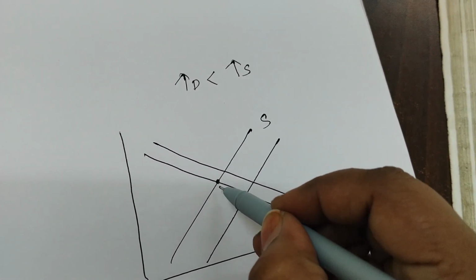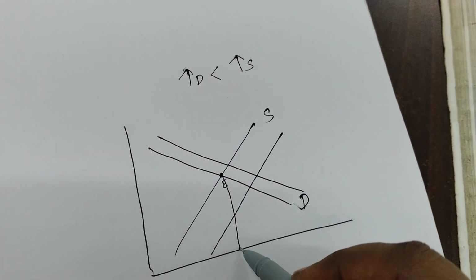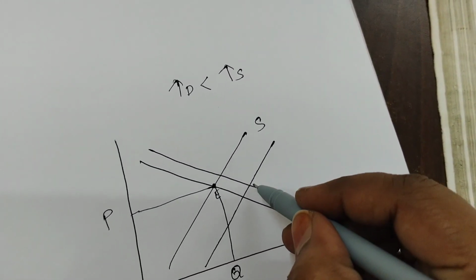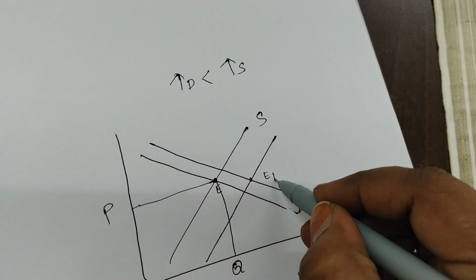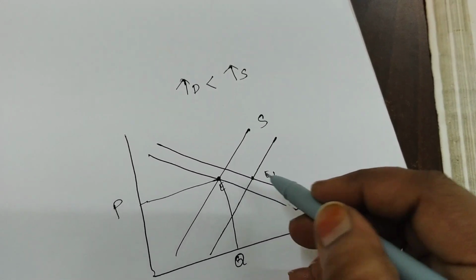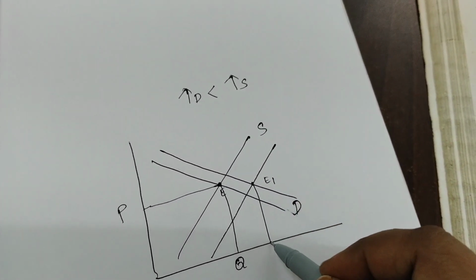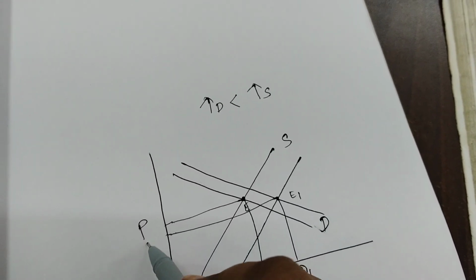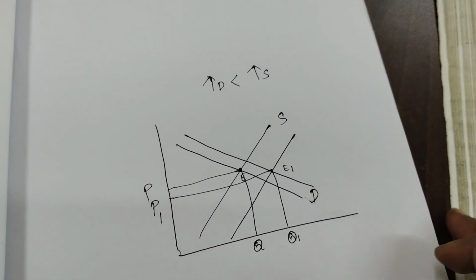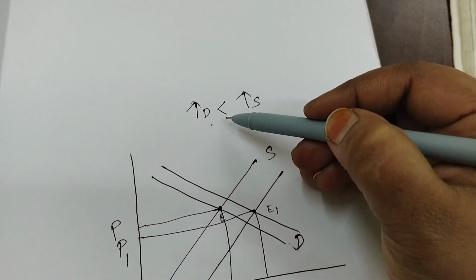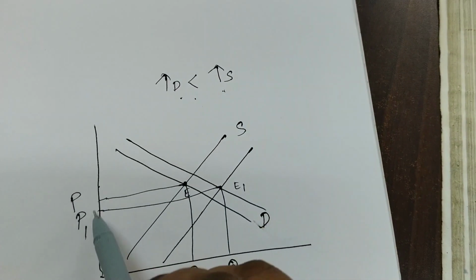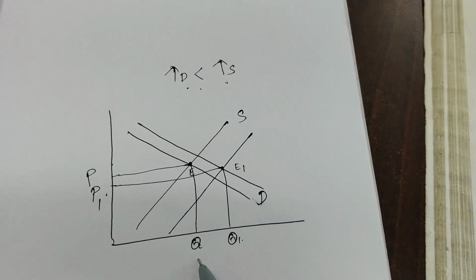So this was our old equilibrium, and this is our quantity, and this is the price. Now what is the new equilibrium? E2, E1. The quantity has increased, but you can see the price has decreased to P1. So when the increase in demand is lesser and the increase in supply is more, then the price will reduce and the quantity will increase.